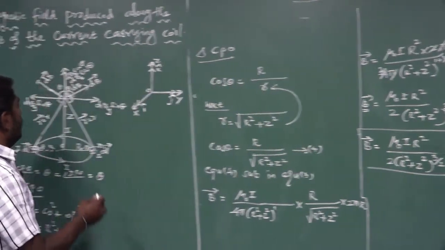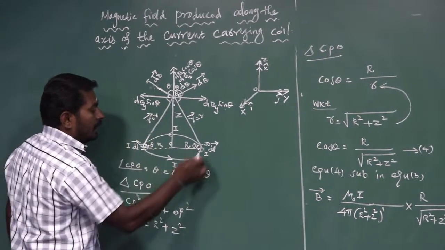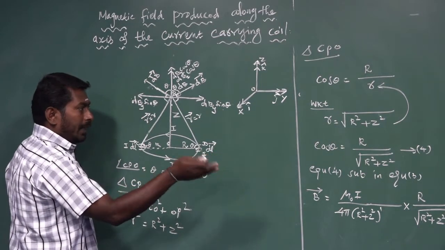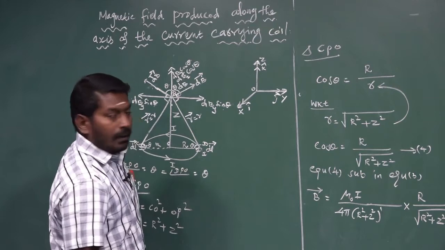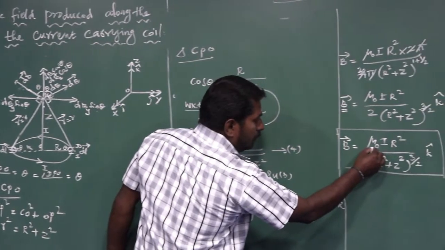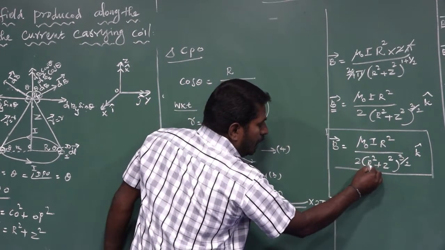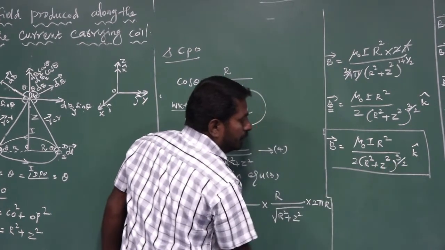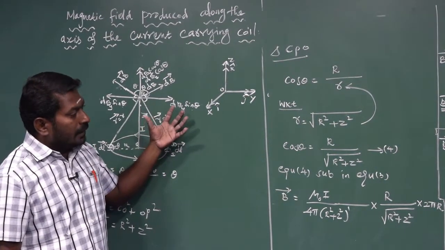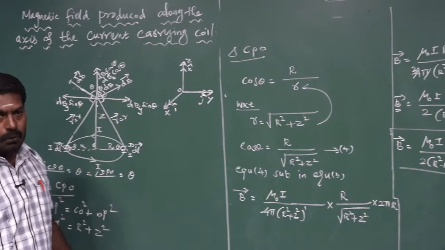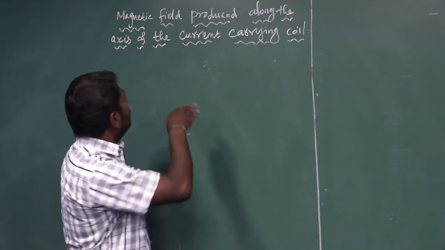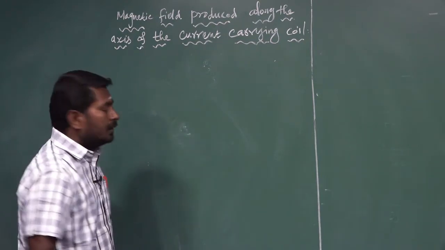The magnetic induction along the axis of the circular coil carrying current can be calculated, magnitude wise, by using Ampere circuit law and also the Biot-Savart law. B vector is equal to mu naught I R square divided by 2 R square plus Z square whole power 3 by 2. This equation is attained from the Biot-Savart law and can also be calculated using Ampere circuit law. Now we have finished the magnetic field produced along the axis of the current carrying circular coil.